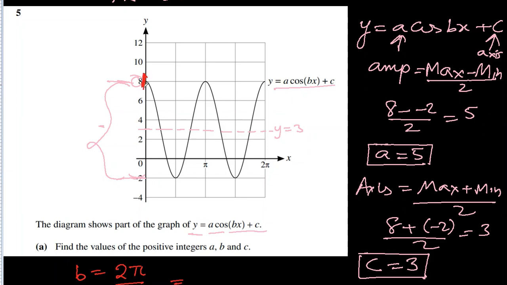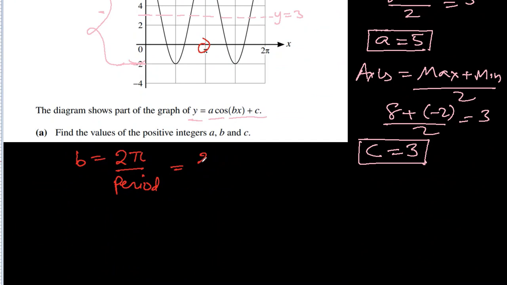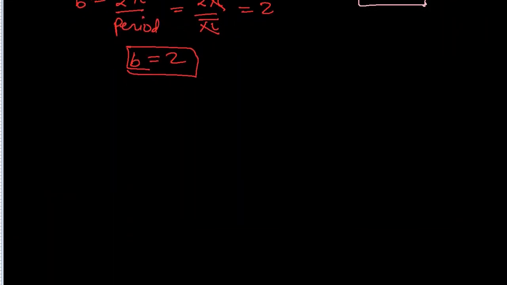Let me take two maxima. This maximum is at 8 and the x value here is 0. Here this second maximum where the y value is 8 but the x value is pi. And the horizontal distance between these two is called the period. So the period of this is pi. So in place of period, we'll use pi. So 2 pi divided by pi is equal to 2 because pi and pi cancel. The value of b is 2. So we found a, b and c, all three. Moving on.